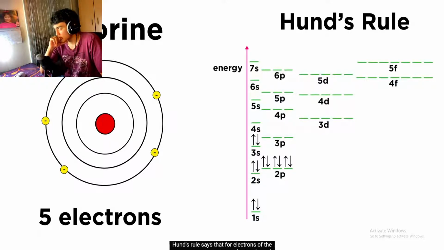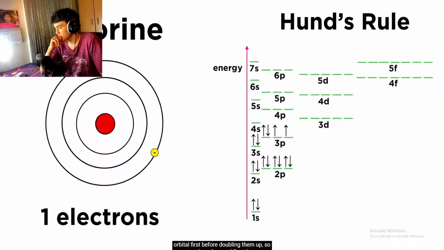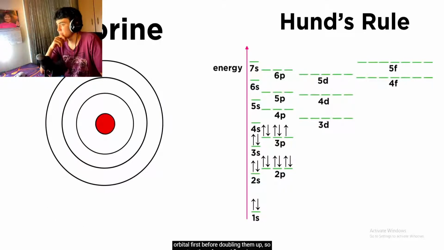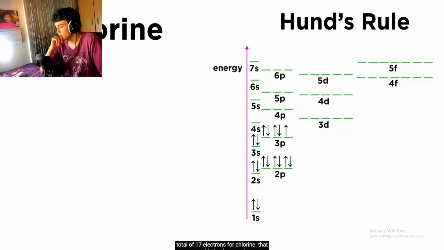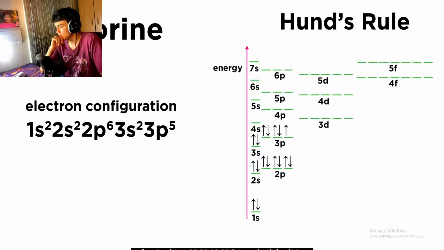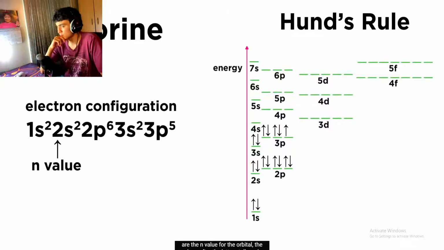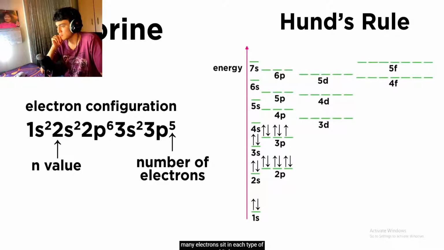Hund's rule says that for electrons of the same energy, you put 1 electron in each orbital first before doubling them up. So 1, 2, 3, 4, and 5 gives us a total of 17 electrons for chlorine. That means chlorine has an electron configuration of 1s2, 2s2, 2p6, 3s2, 3p5. The numbers before the letters are the n value for the orbital. The numbers after the letters tell you how many electrons sit in each type of orbital.